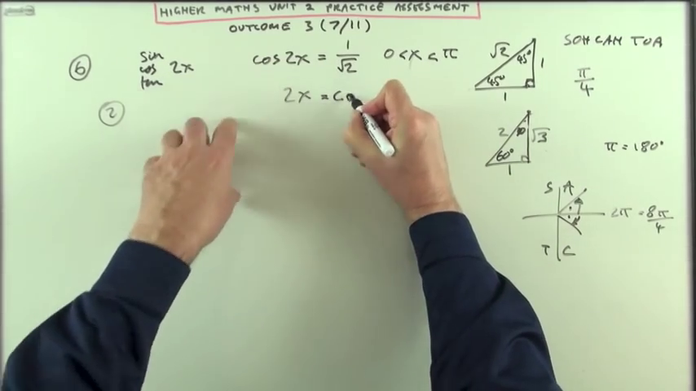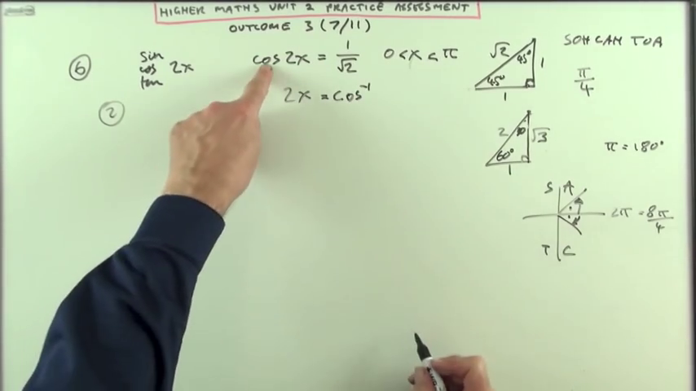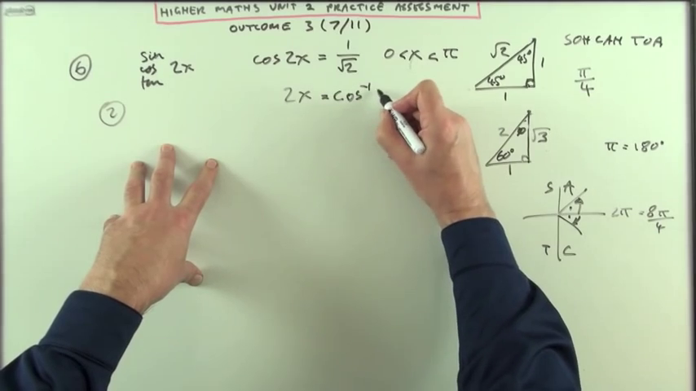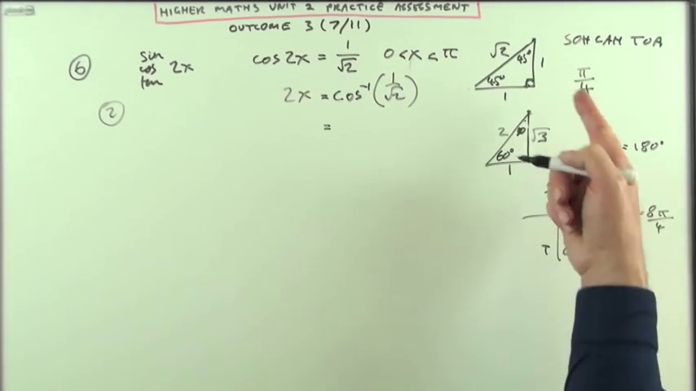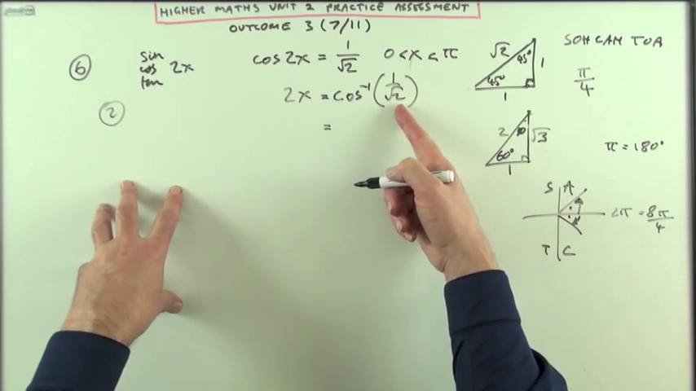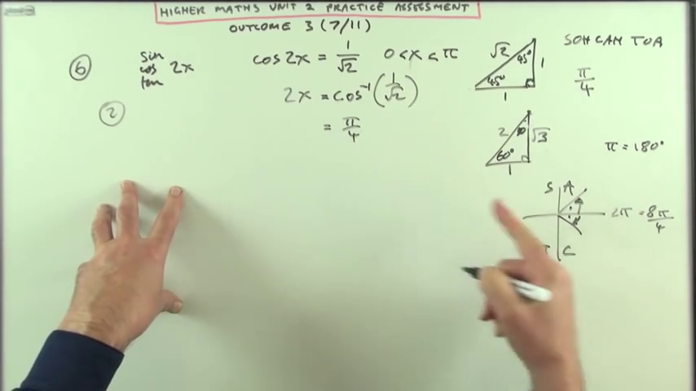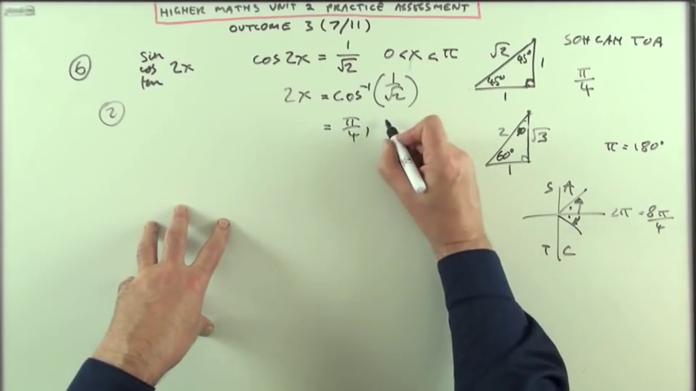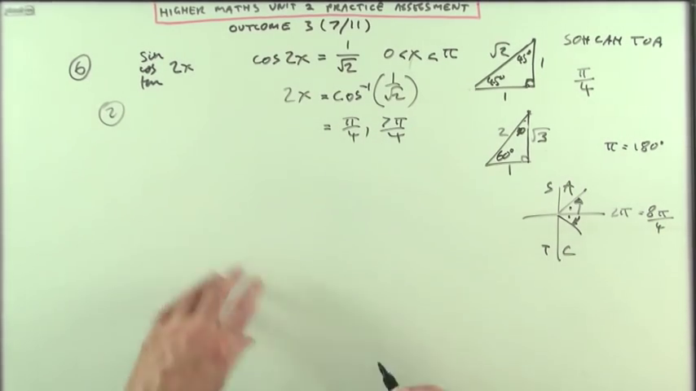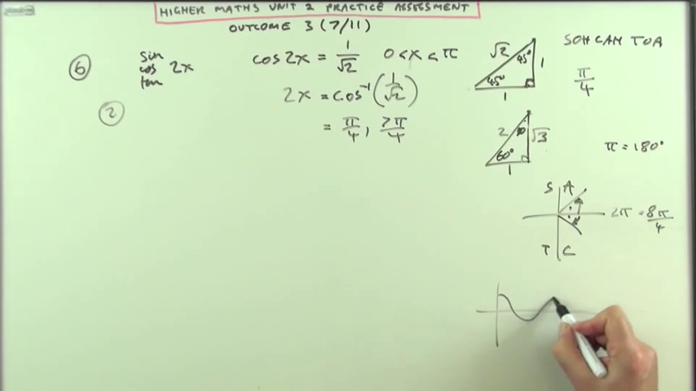2x equals, get rid of the cosine from one side, remove it by applying the inverse. So it's inverse cos of 1 upon root 2. And from that then, I go through this and say, well, I recognise that, that's pi upon 4. Or, because it keeps repeating itself, it could be one away from that, 7 pi upon 4. But there could be more.